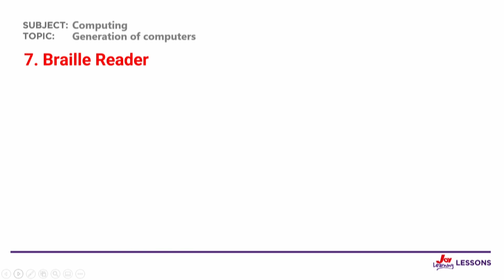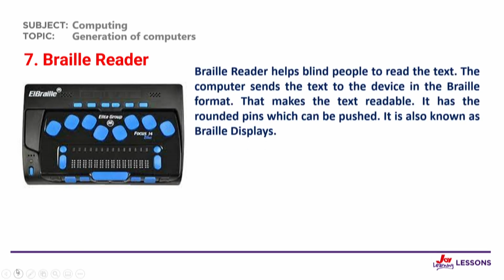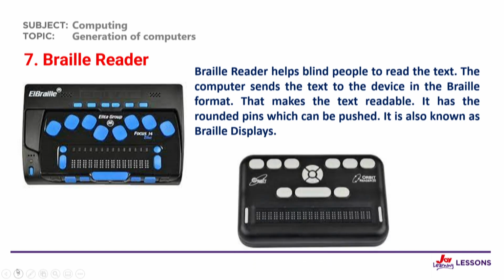Now we have the next output device, which is Braille reader. Let's look at an image for the Braille reader. So this is an image of the Braille reader. Now let's look at the function of the Braille reader. Braille reader helps blind people to read the text. The computer sends the text to the device in the Braille format that makes the text readable. It has a rounded piece which can be pushed. It is also known as Braille displays. So it supports those who are blind so they can read text on their computer. So this is also an output device and it's known as Braille reader. Okay. We have another image also showing the Braille reader.